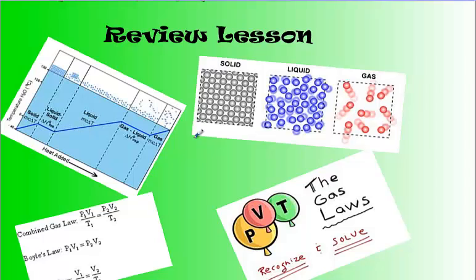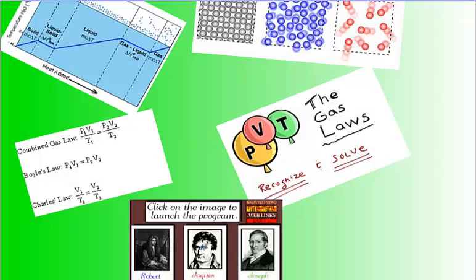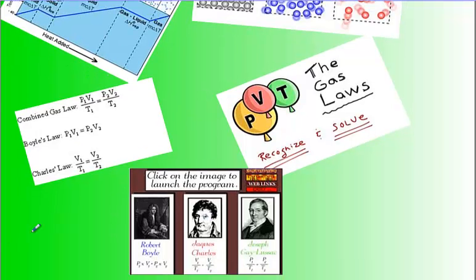All right, so we have a heating curve here. Notice how it indicates when we use MC delta T versus the heat of fusion or the heat of vaporization. Solid, liquid, and gases, particle diagrams, combined gas laws, Boyle's law, Charles's law, and finally Gay-Lussac's law. Okay, so these laws apply to gases only, and only when one of the variables is held constant. So it all relates back to the combined gas law.